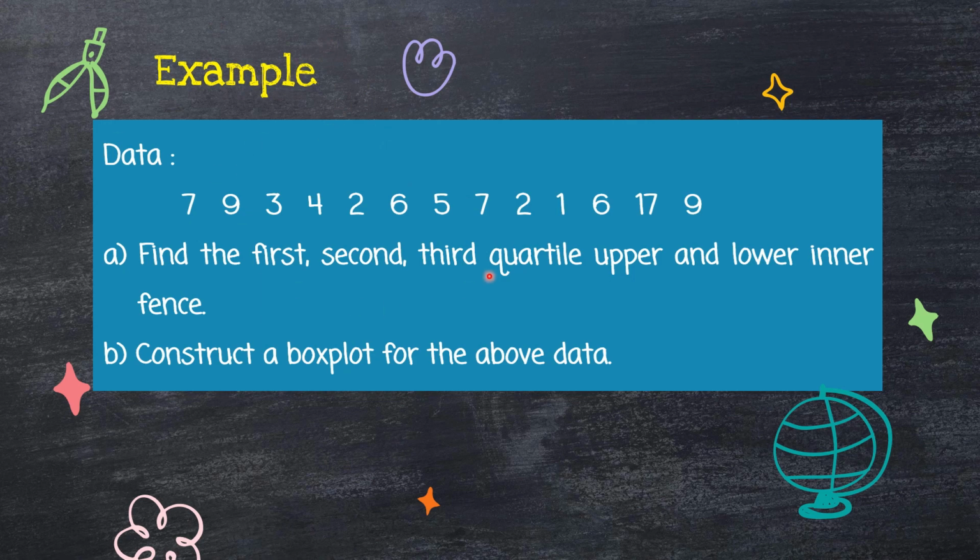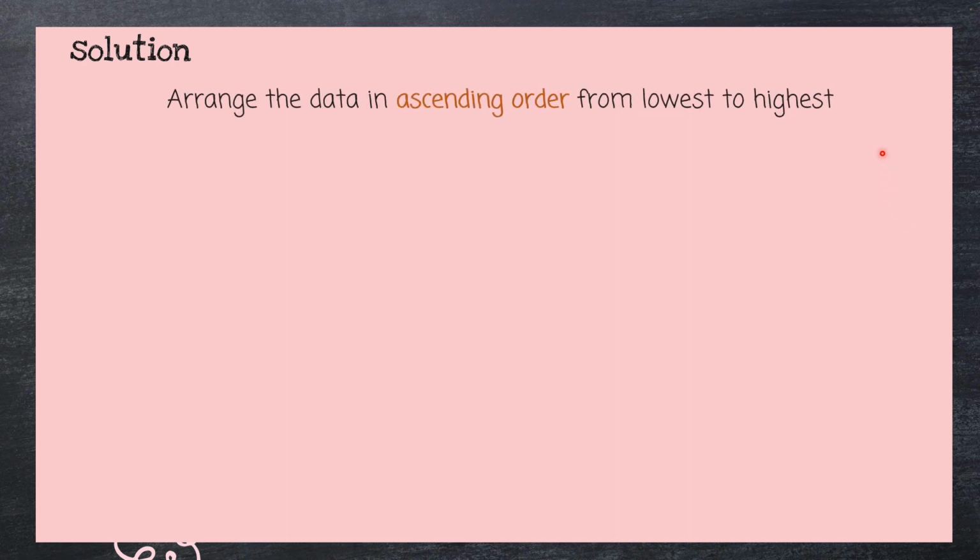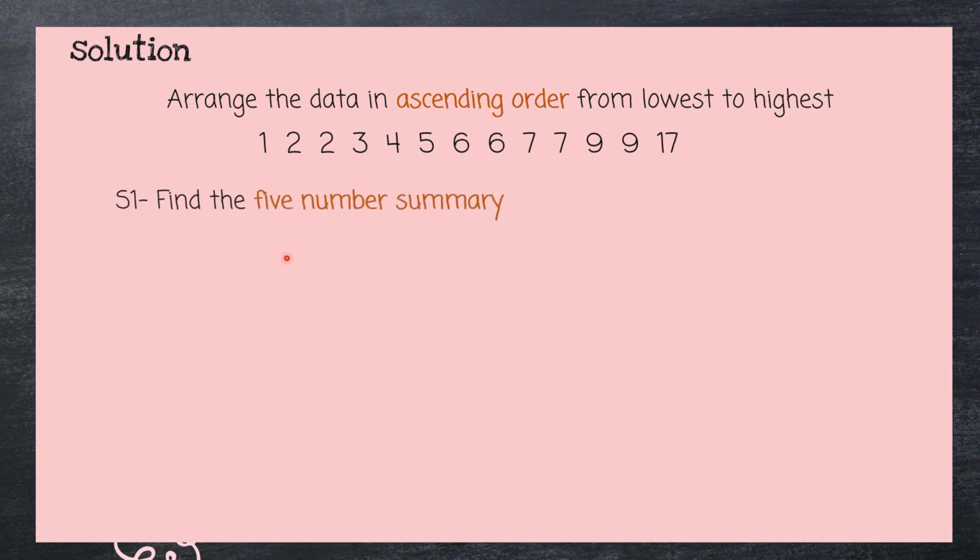Example: given the data set, find the first, second, third quartile, upper and lower inner fence. Then construct a box plot for the above data. So now let's discuss the solution of the example. Before you answer question A, you need to arrange the data in ascending order from lowest to highest. Then find the 5-number summary.